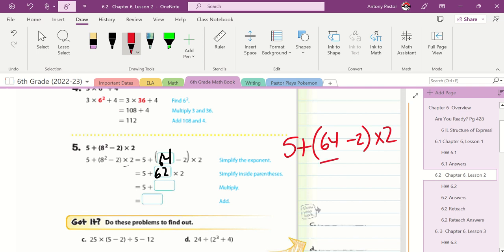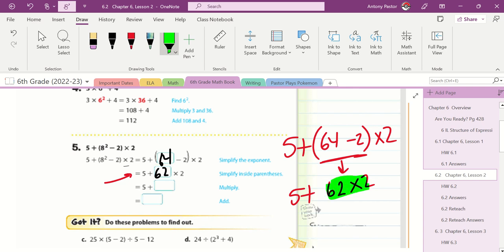I need to do what's in parentheses next. So this is going to be rewritten as 5 plus, and what is in parentheses is 64 minus 2, which would be 62, times 2, which is what we have right here. Now, based on order of operations, since I don't have any parentheses or exponents anymore, I'm going to do multiplication and division from left to right. This is my multiplication right here. 62 times 2.